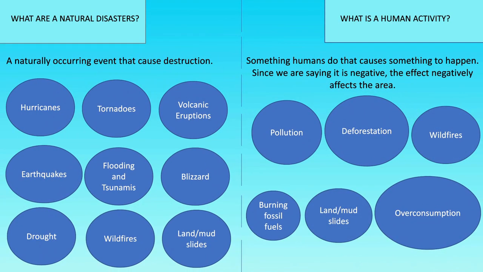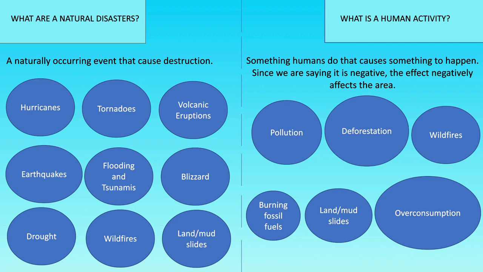So what is a natural disaster? It's a naturally occurring event that causes destruction. Hurricanes, tornadoes, volcanic eruptions, earthquakes, flooding and tsunamis, blizzards, droughts, and wildfires and mudslides are examples of natural disasters.